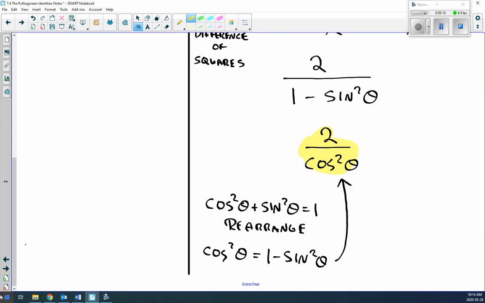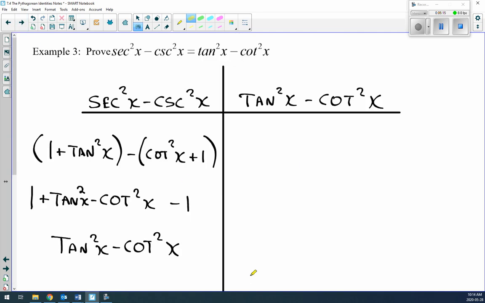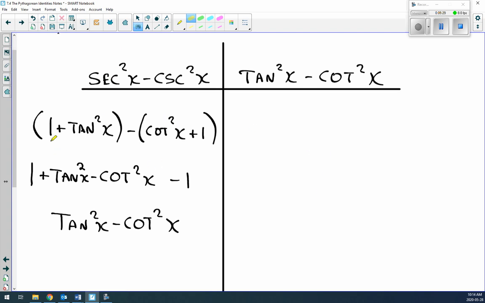Okay, last example, example number 3. Prove that secant squared x minus cosecant squared x equals tan squared x minus cotangent squared x. Wow, there's a lot of squares, a lot of weird things in there. What do you want to work, the left side or the right side? Well, we're going to work the left side in this case. Secant, rearrange that, that's just 1 plus tan squared x. Cosecant, that is cotangent squared x plus 1.